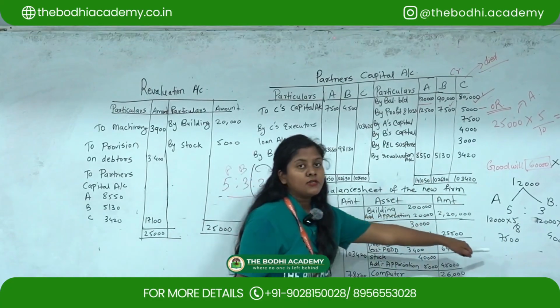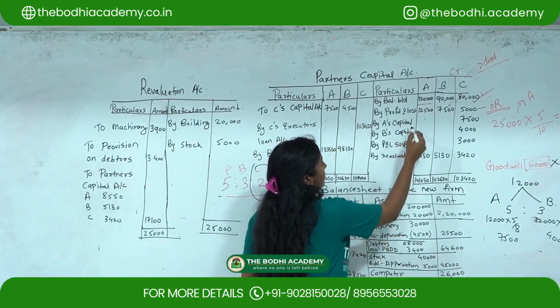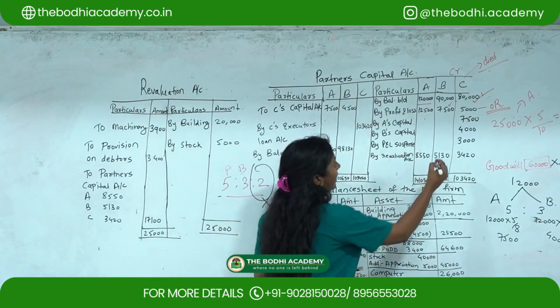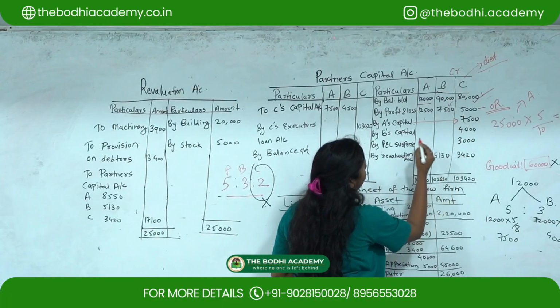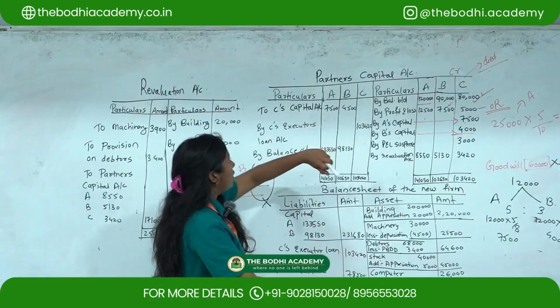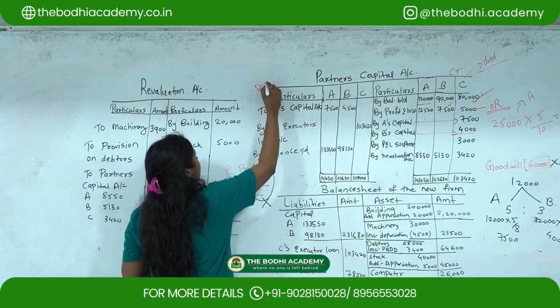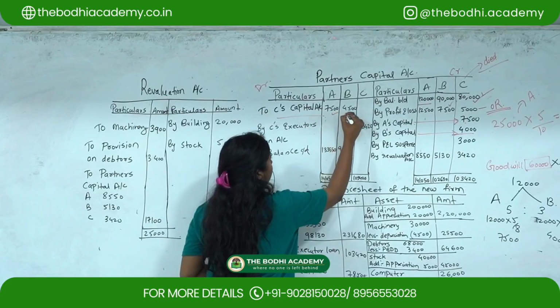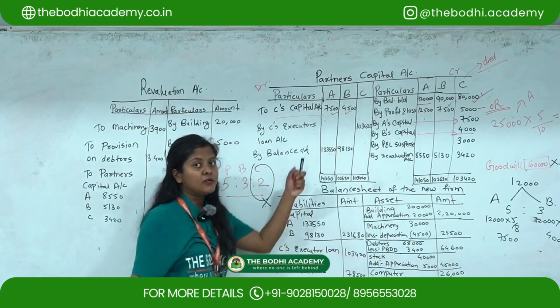So this amount I am going to write down over here by A's capital and by B's capital account. By A's capital I got 7,500, by B's capital 4,500, and this amount I am going to write down again on the debit side as they are getting it from C. So C's capital account is debited against both the remaining partners' heads.